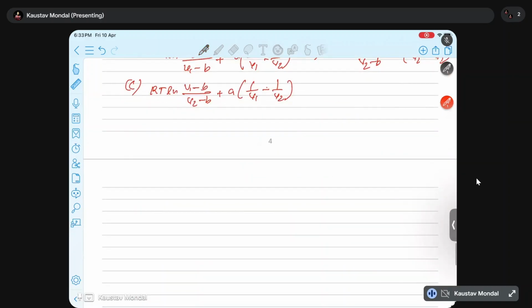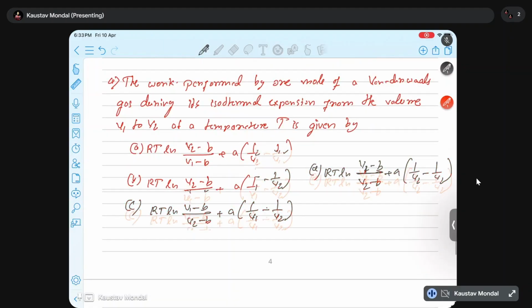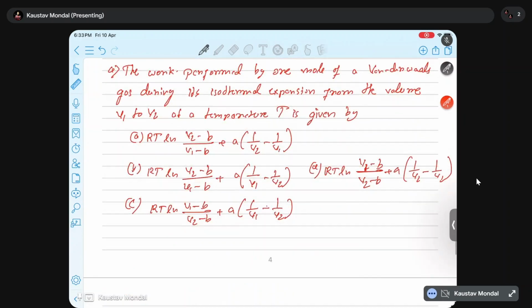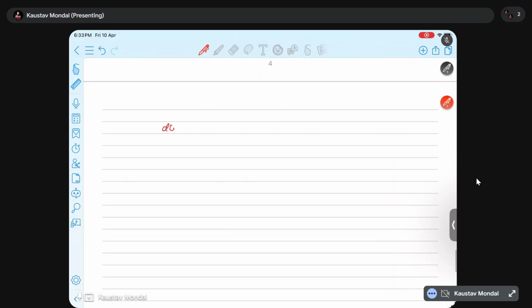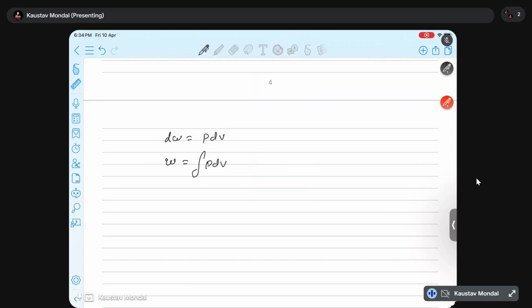So now, the problem says it's a van der Waals gas, and it's an isothermal expansion, right? Okay. So for isothermal expansion, dU equal to dq plus dw. So dw is PdV. So we know dw. dw equal to PdV, so w will be equal to the integration of PdV. So it's a van der Waals gas. Van der Waals gas equation, you know, (P plus a/V square) into (V minus b) equal to RT.